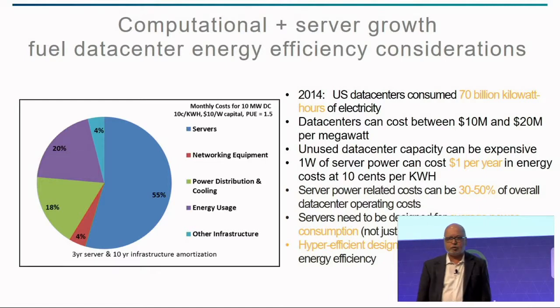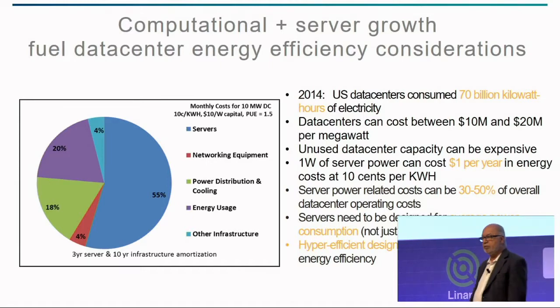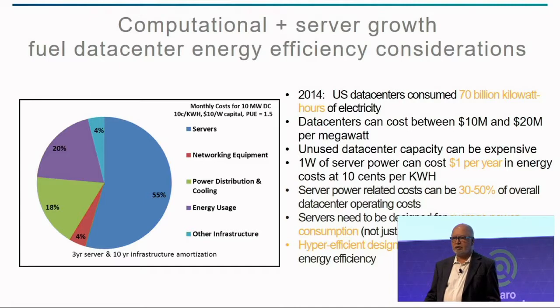The other piece that most people miss is that 18% green number. People don't build data centers because they look cool. They build data centers because that's where they house their servers. So there's a capital expenditure, roughly somewhere in the ballpark of 10 million per megawatt, that goes into the construction of these data centers. And this is mostly power distribution and cooling. So this doesn't include any of the server costs or the network equipment costs.